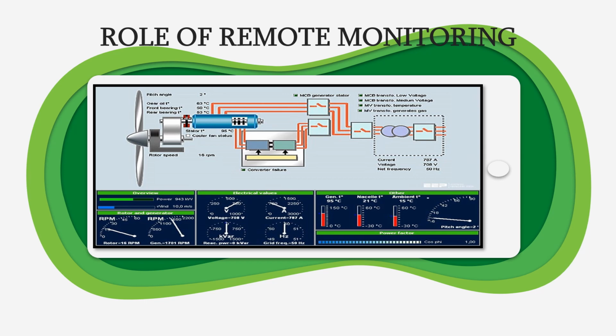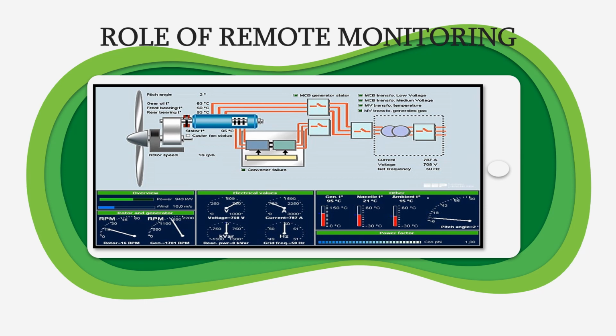Predictive maintenance utilizes data analysis to identify patterns and predict when maintenance is required. Predictive maintenance algorithms use machine learning and artificial intelligence to analyze data collected from the wind turbines' various sensors and identify patterns that indicate when maintenance is required.